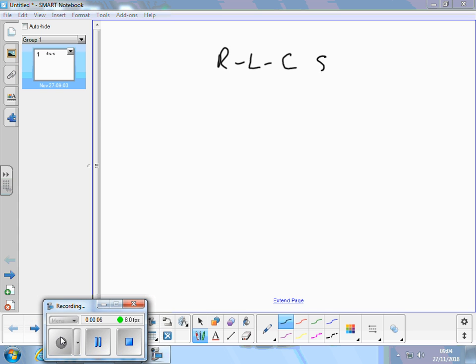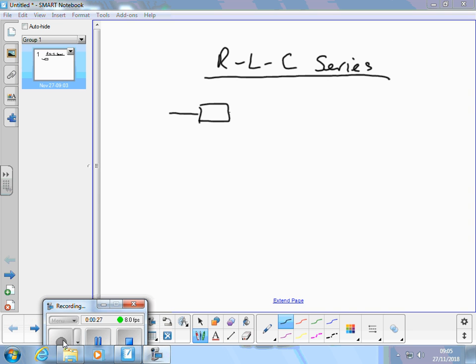RLC series circuit. Okay, what we're going to do first thing today is introduce the two frequency dependent components at the same time in the same circuit. So we're going to look at a circuit where we've got resistance, inductance and capacitance.